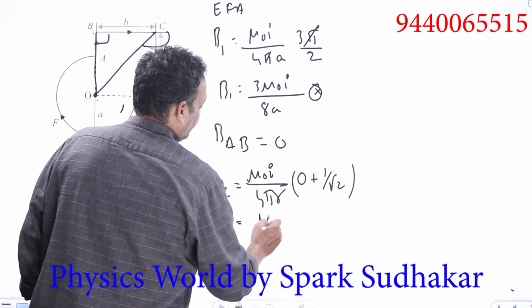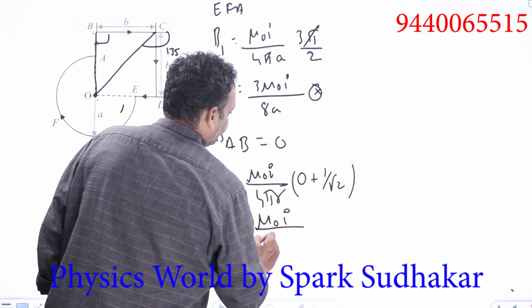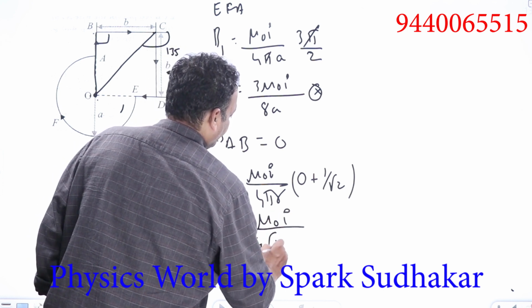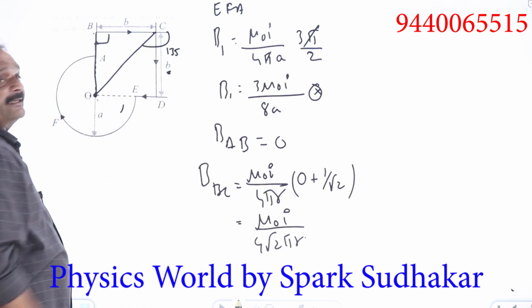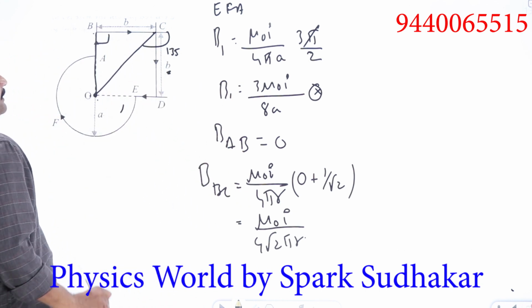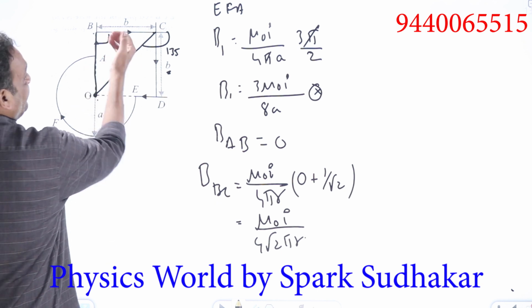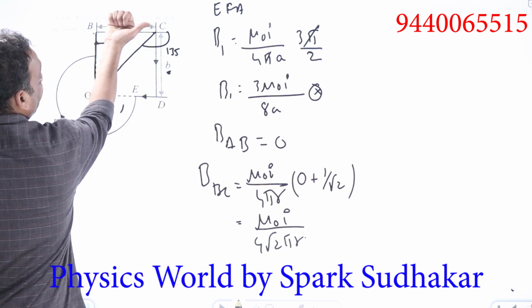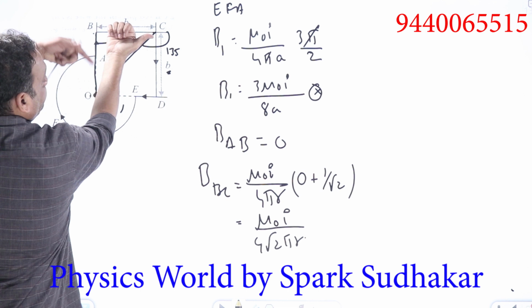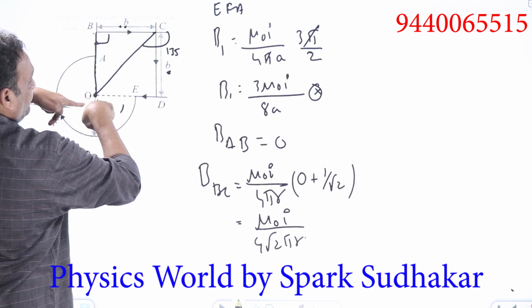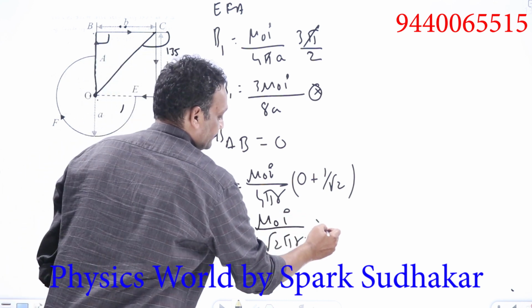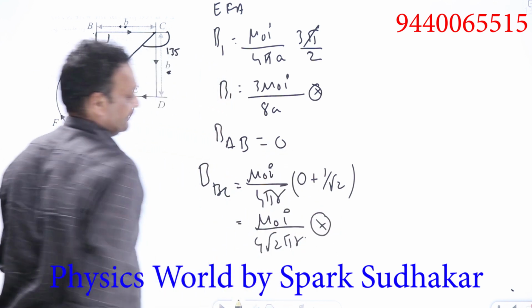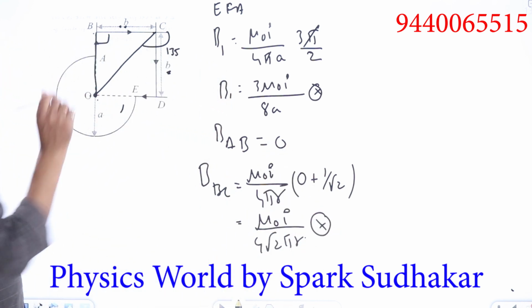So this is nothing but mu naught I by 4 root 2 pi r. This is the field due to this segment. Now, what is the direction of the field? This is a straight line. Hold the current carrying wire in your right hand; curling the four fingers of the right hand will give the direction of the magnetic field. So the field due to this will be pointing into the board only. So I'll put one cross mark with a circle like this, showing that BC is pointing into the board.